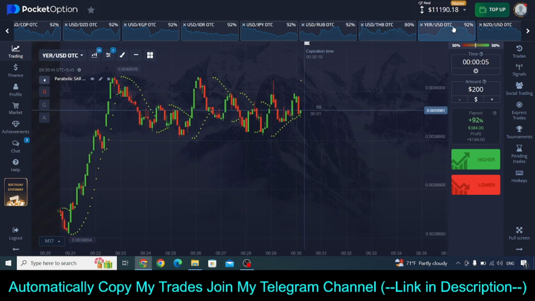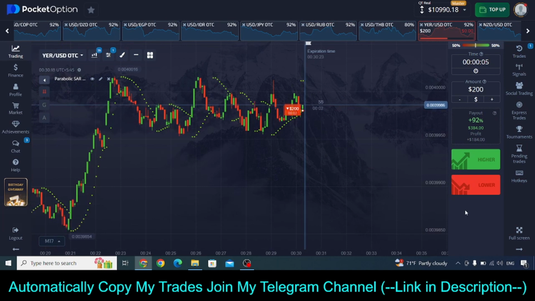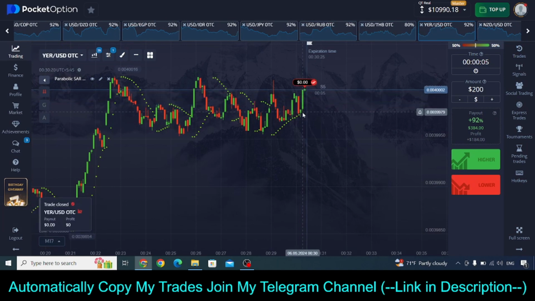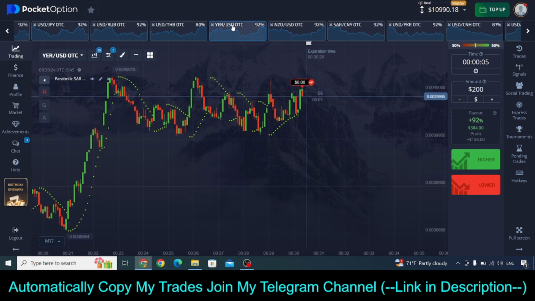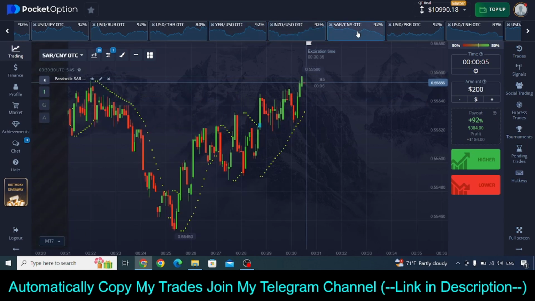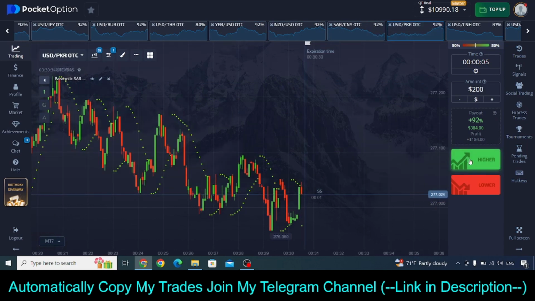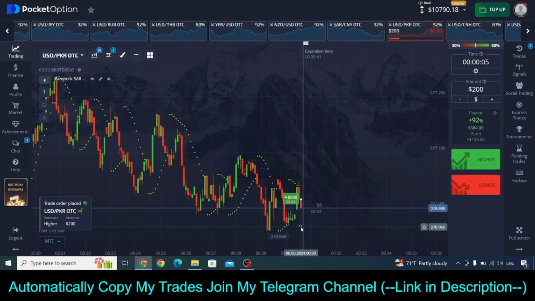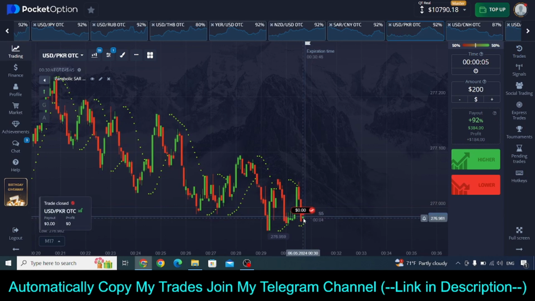But anyway, we'll keep on searching, and here you can see the second dot has formed. That's why I made a trade by clicking on lower, and this trade went in loss. Okay, these kinds of things happen. So let's keep on finding for more. The second dot was about to form, that's why we made a trade, and we made loss in this.